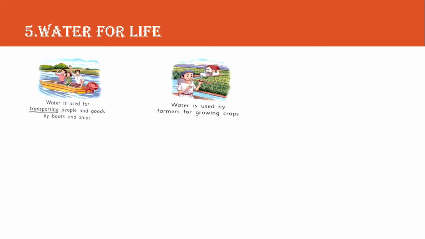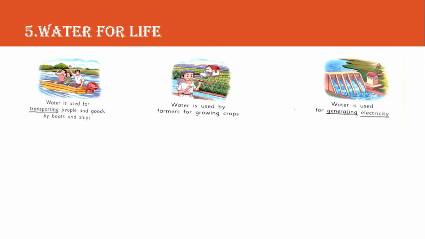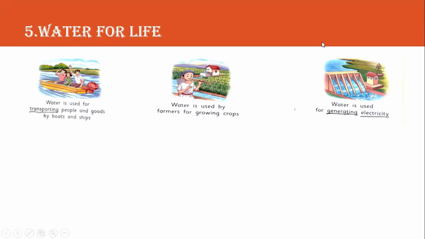Water is used by farmers for growing crops. Without water, crops will not grow. They will not survive. They will die. Water is used for generating electricity. So we need water for generating electricity.